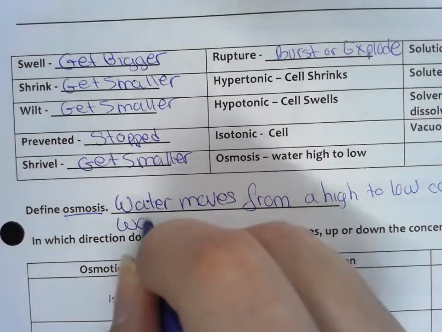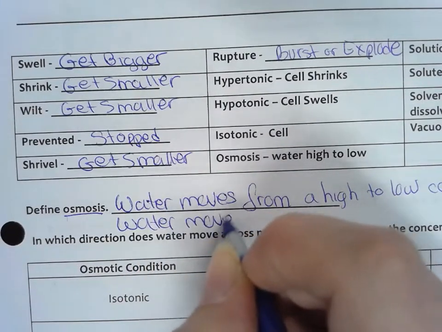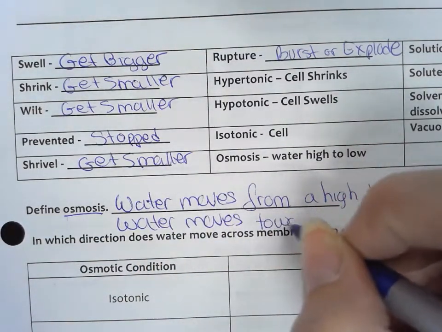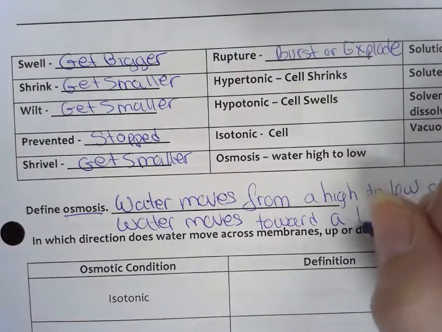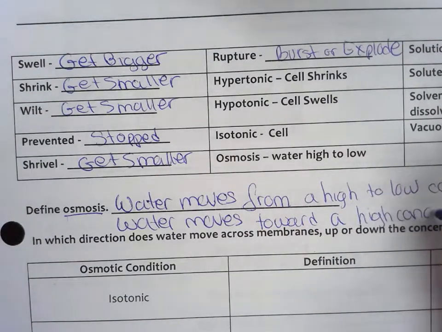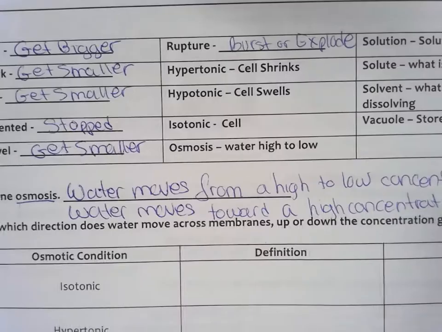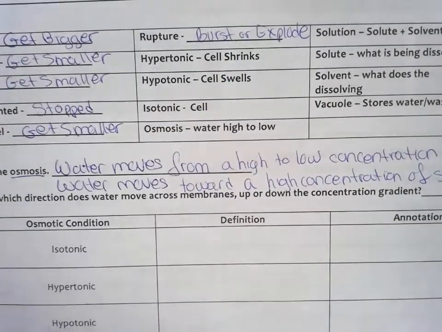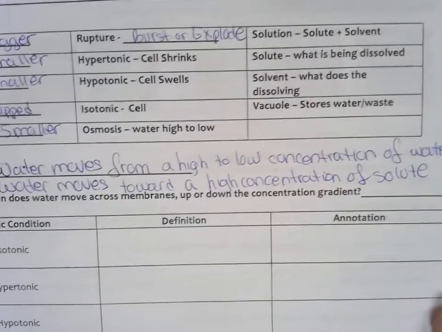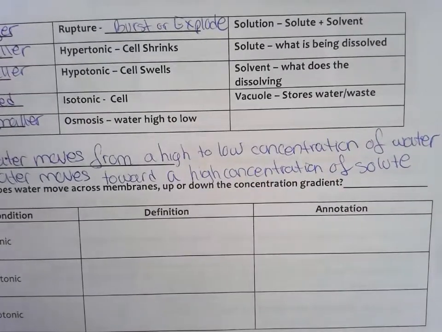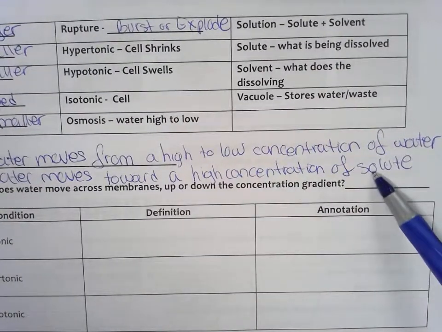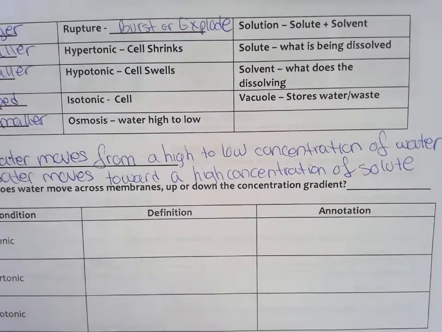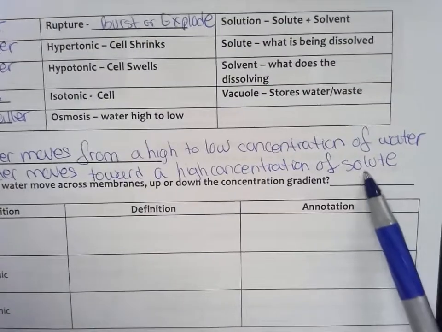Water can also move toward a high concentration of solute. So these are 2 ways to think of how water moves. Let me zoom out. Water moves from a high to low concentration of water, and water also moves toward a high concentration of solute. Remember, solute is like the Kool-Aid we just dissolved, or like salt. Anything that's dissolved in water.